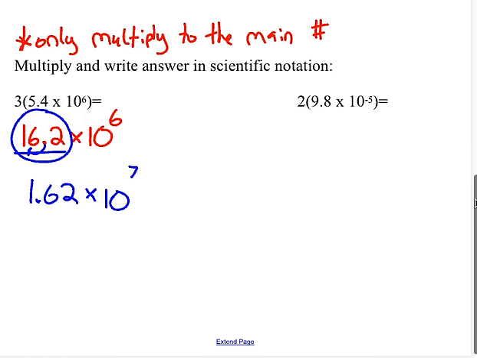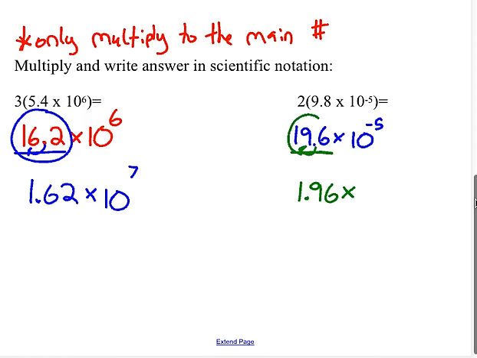And what about this next one? Okay, so 2 times 9.8 times 10 to the negative 5. Well, 2 times 9.8 is 19.6. And again, at this point, it's not influencing the power of 10 at all. When you multiply that number, it only multiplies into the main number. But again, probably you'll notice, just like last time, that this is no longer between 1 and 10. I need it to become this. I need to move my decimal over once.